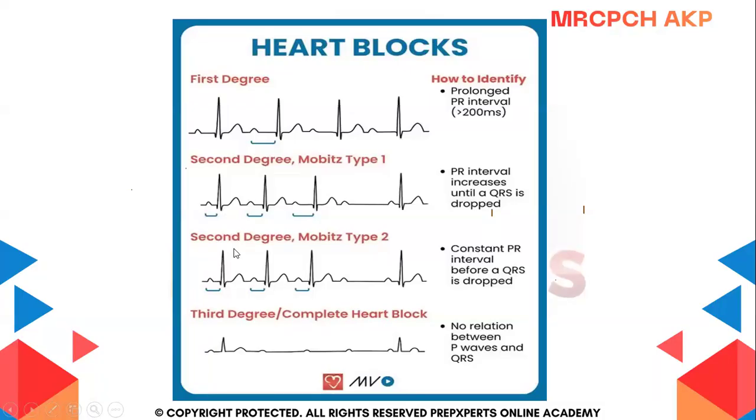And then again in the second degree Mobitz type 2, what are we going to get? We are going to get the constant PR interval. So there is no progressive prolongation. So this part basically helps you in the exam, that you know progressive prolongation we only get in the Wenckebach, like Mobitz type 1. So in second degree Mobitz type 2, there will be constant PR interval until the drop in the QRS. So basically these are quite confusing when it comes in exam.